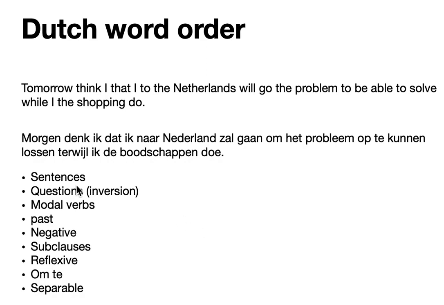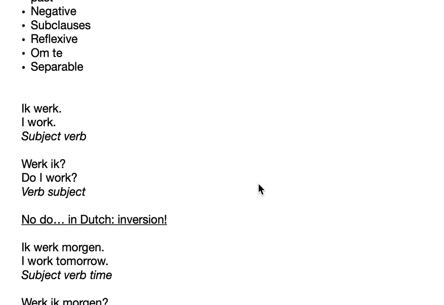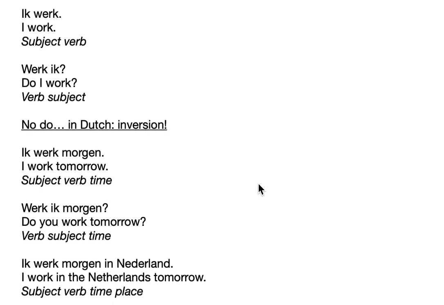Alright, so let's start by using a very simple sentence. Scroll down here a little. Ik werk. How do you translate that? Well, I work. First you have your subject, so the person that does the action in the sentence. That's ik. And then the verb, the conjugated verb here, to work. Ik werk. Simple, right? Same as in English.